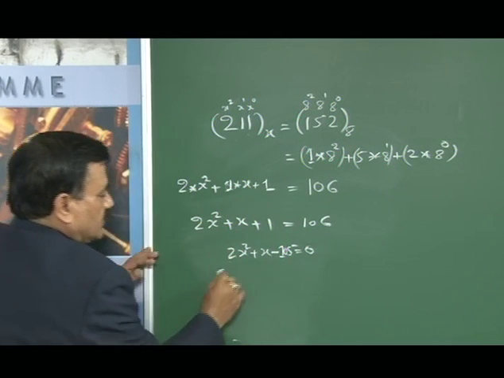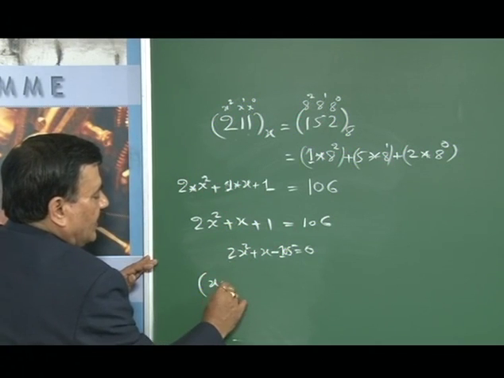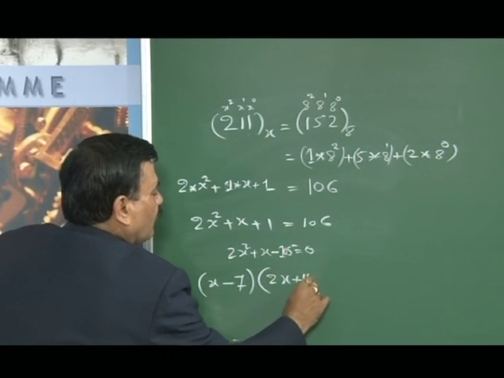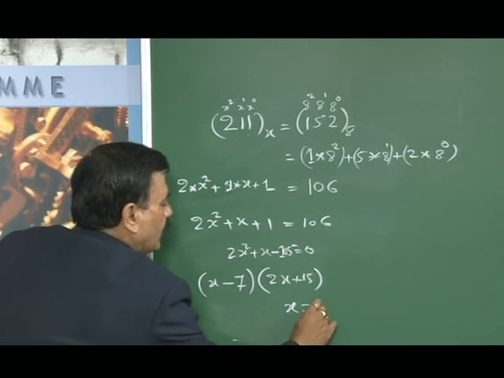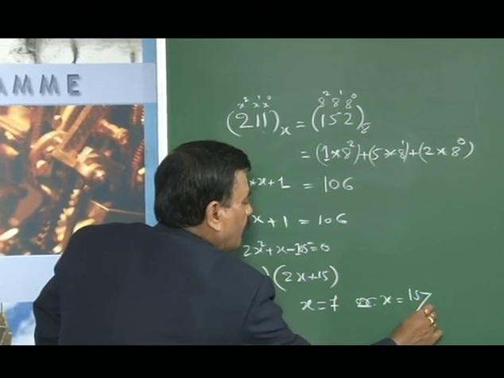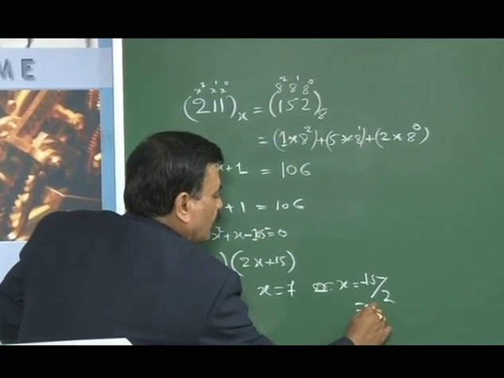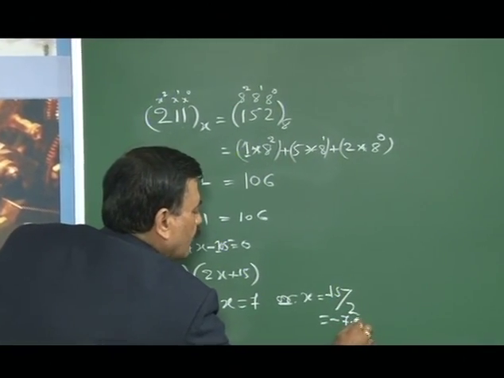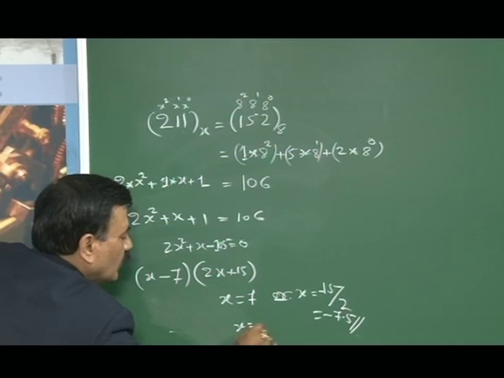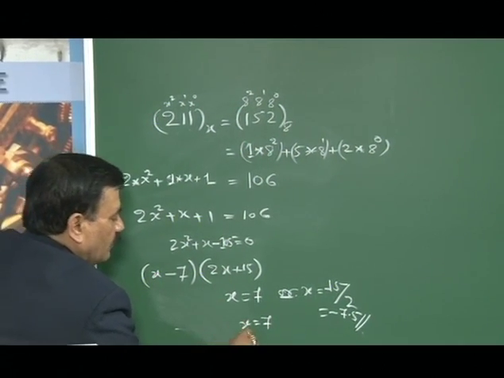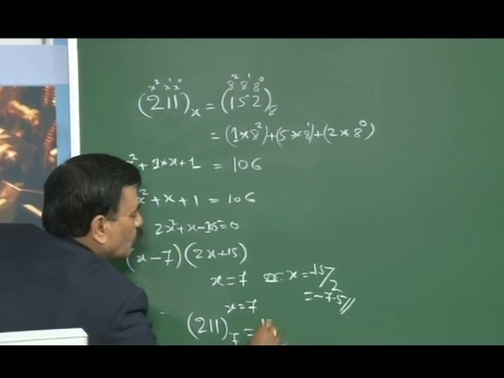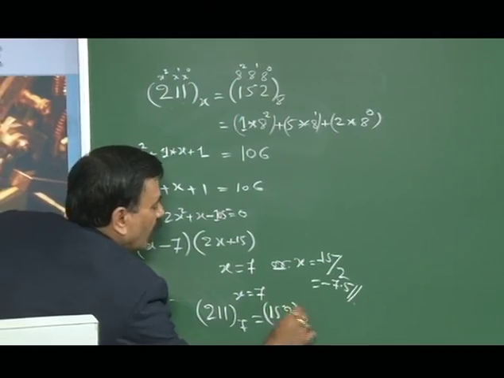Then if you factorize this, we get x minus 7 into 2x plus 15. Then the x value may be equal to 7, or x may be equal to minus 15 divided by 2, that is minus 7.5. This is an invalid value, hence we consider x equal to 7. With that base, we can write 211 with base 7 is equal to 152 with base 8.